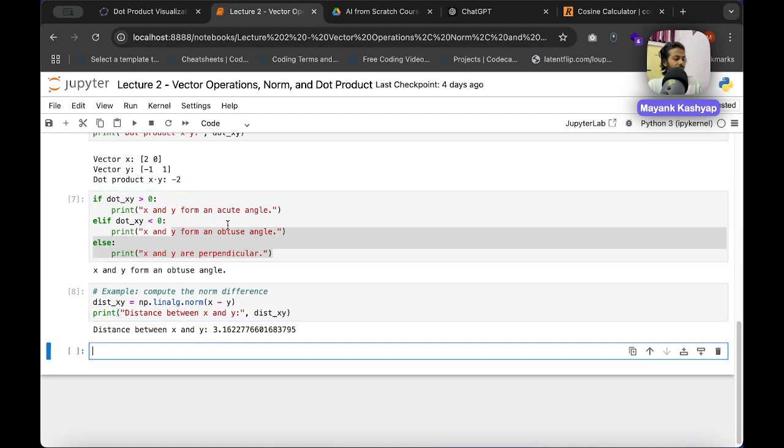And yeah, that's the Python practical part for this vector operations, norm and dot product. We already did the operations part actually. Only norm and dot product was for this video.